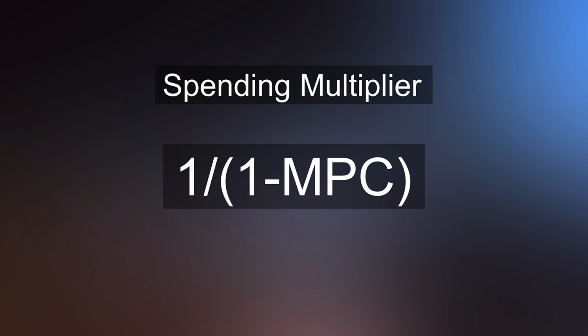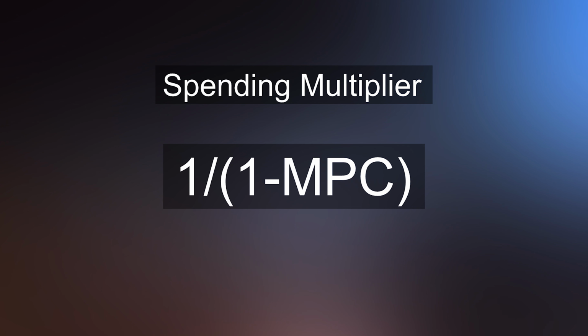Hey students, in this video we're going to be talking about the spending multiplier, the tax multiplier, and the money multiplier. We're going to look at the spending multiplier first. Remember that this is reliant on the marginal propensity to consume, or MPC. The spending multiplier is expressed with this formula. This formula allows us to find out how much an increase of spending will have on the economy with each $1 spent.